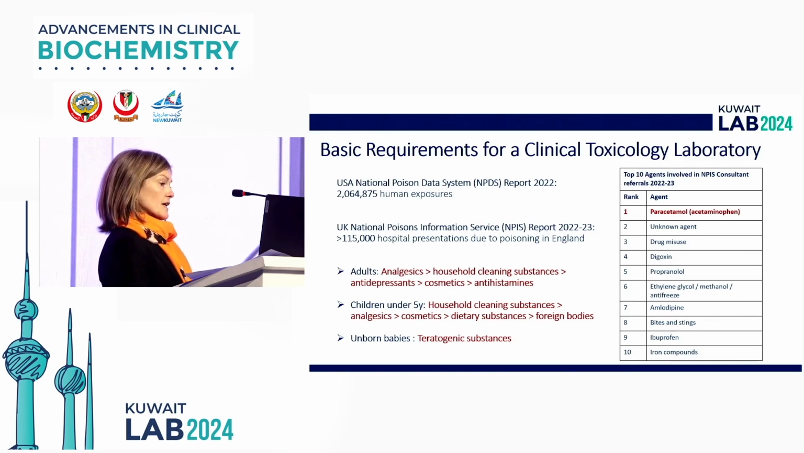In children under 5, that's slightly different, so there's more exposure to household cleaning substances, followed by analgesics, cosmetics, dietary substances, and foreign bodies. In unborn babies, there's always a concern about teratogenic substances, drugs that are usually given inappropriately to the pregnant woman. And the NPIS report does confirm that the top agent that their consultants received referrals for in 2022 to 23 was paracetamol. But second to that, an unknown agent, so someone who's presented with the features of poisoning, but the agent isn't known.